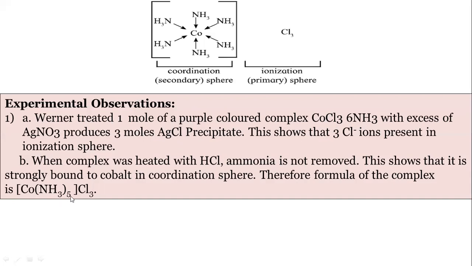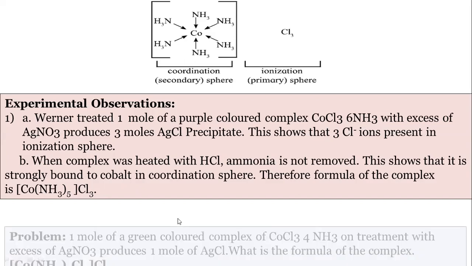Sorry, there is a printing mistake. 6 ammonia should be there and 3 chlorine molecules outside the square bracket. 6 ammonias are written here. There is one typing mistake. Ammonia should be 6 and 3 chlorines outside the square bracket.